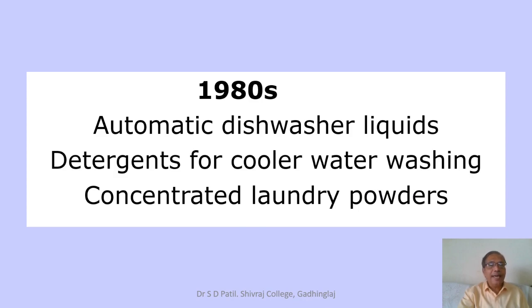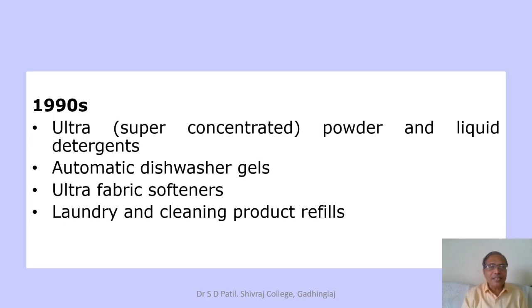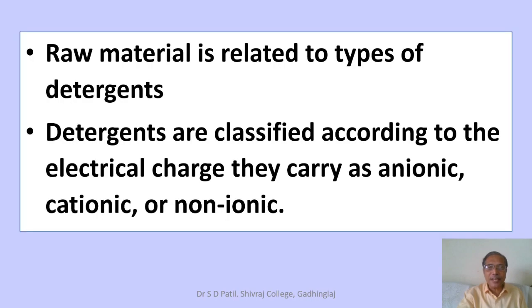In 1980s, automatic dishwasher liquids, detergents for cooler water washing and concentrated laundry products were manufactured. In 1990s, ultra, that is super concentrated powder and liquid detergents, automatic dishwasher gels, ultra fabric softeners, laundry and cleaning products, refills were introduced in the market. So this is a brief review, and it is not essential for our examination, but those who are interested in soap and detergent industry can go through these details for their better understanding.